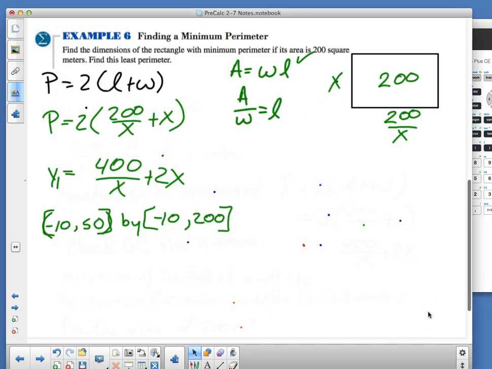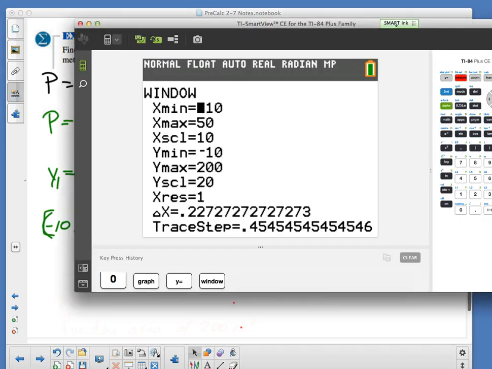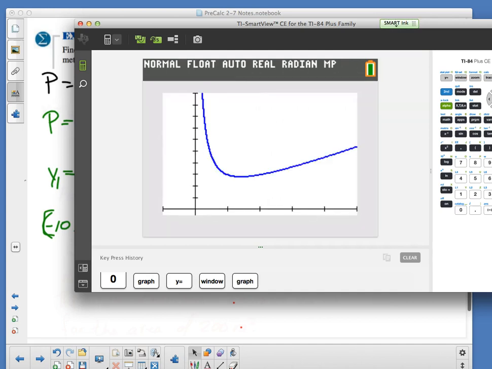I did my work. They are asking me to find the dimensions of a rectangle with minimum perimeter if its area is 200 square meters. Find this least perimeter. Well, the least perimeter, if I graph it, is going to look like that. How can I find the least on that? Minima, right? So I'm going to go to calculate, second calc, and I'm going to go along my graph down to a minimum.